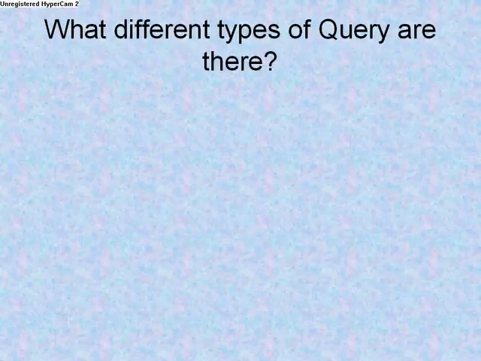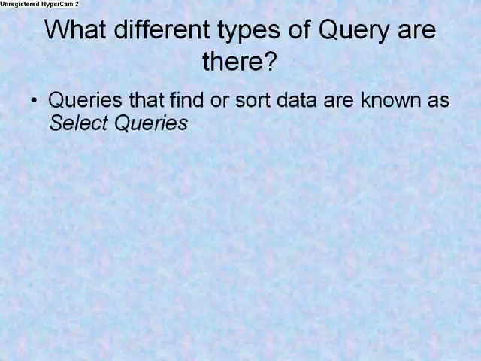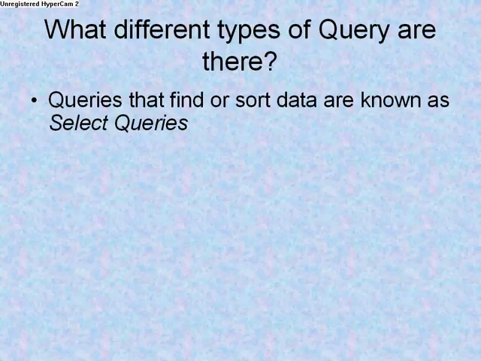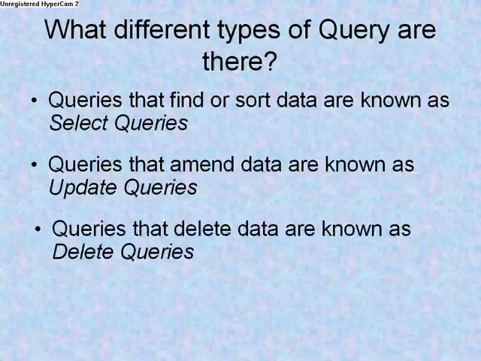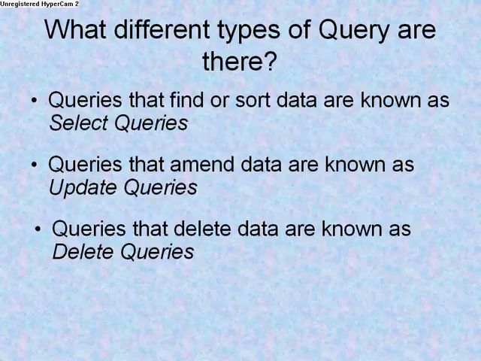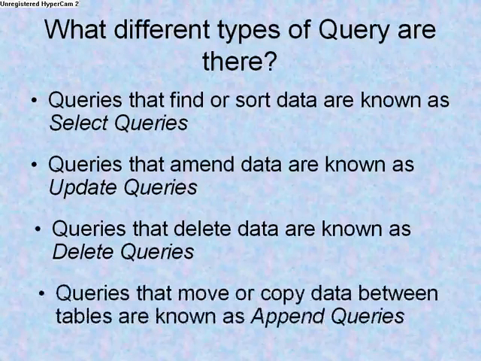Now, there are 5 different types of query. I'm just going to look at 4 for now. The simplest form of query is one that finds or sorts data, and this is known as a select query. These are what we're going to start using, first of all, in Access. On from there are queries that change or amend data, and these are known as update queries. There are also queries that delete data, and imaginatively these have been called delete queries. Nice one, Microsoft. And then queries that move or copy data between tables, or move data from one table to another, are known as append queries.